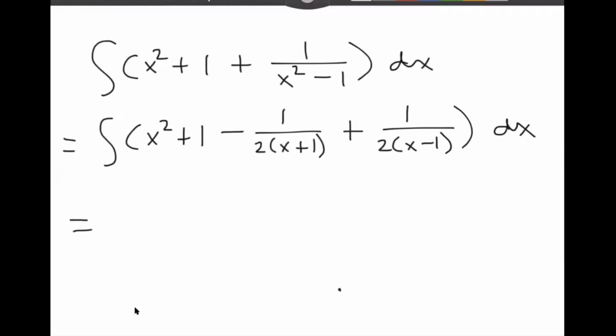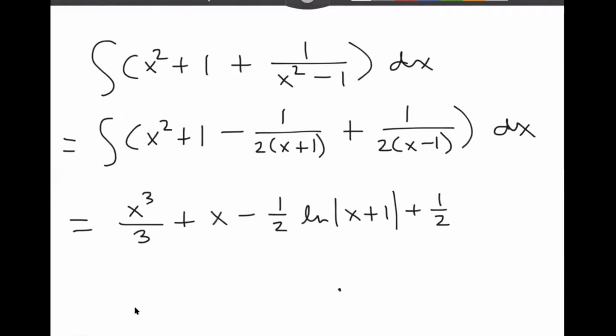Integral x squared is x cubed over 3. Integral 1 is x. And then these are both du over u. So this is going to be minus 1/2 natural log absolute value x plus 1 plus 1/2 natural log absolute value x minus 1. Don't forget the plus c.